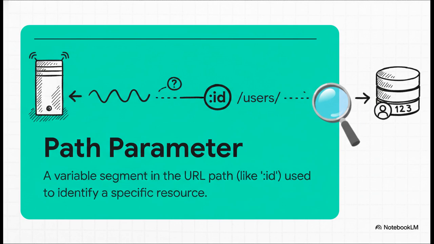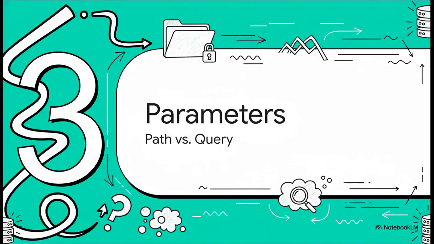In the code, a developer might write something like /users/:id. That ID part is just a placeholder. So when your request for user 123 comes in, the server grabs that 123, sticks it in the ID variable, and uses it to find that exact user in the database. Pretty clever, huh?